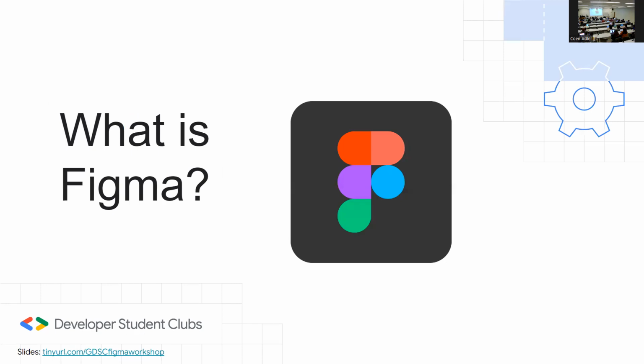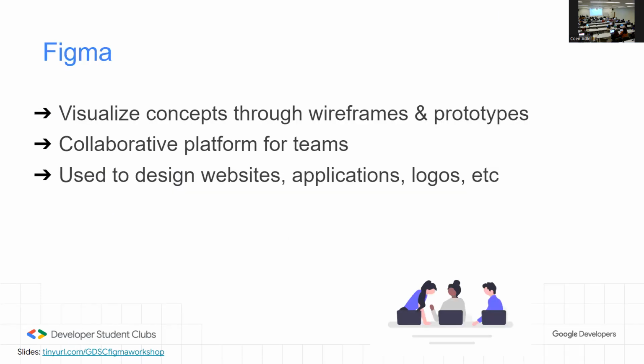So what is Figma? Figma is an app that is used to visualize concepts through wireframes and prototypes, and you can collaborate with other team members in real time. And Figma is usually used to design websites, apps, logos, etc.